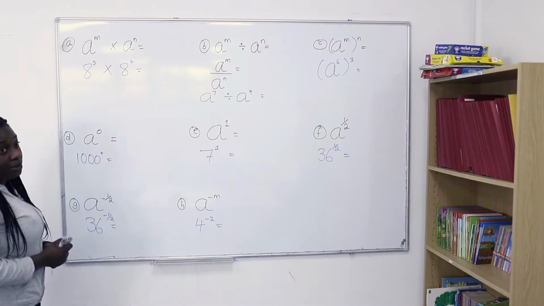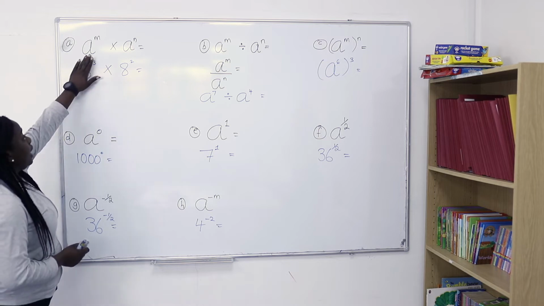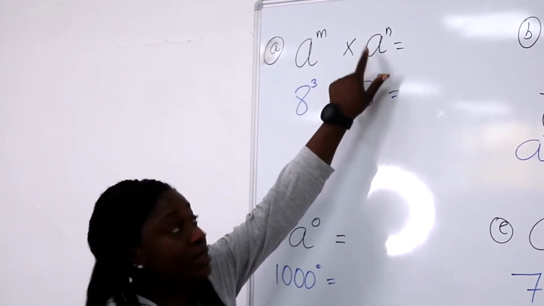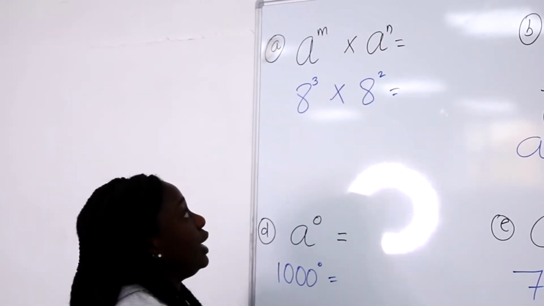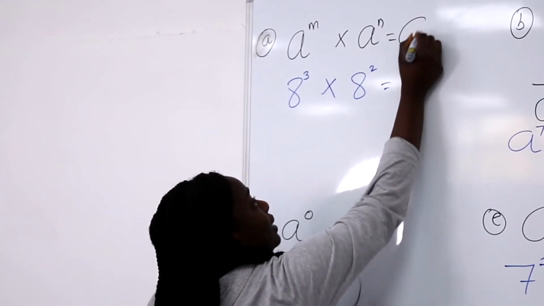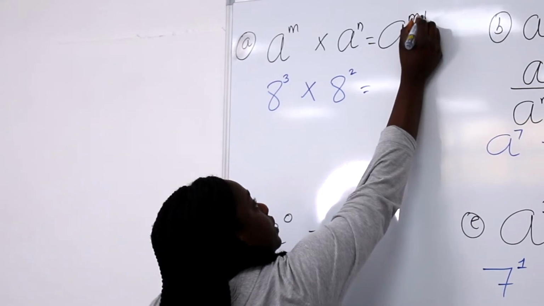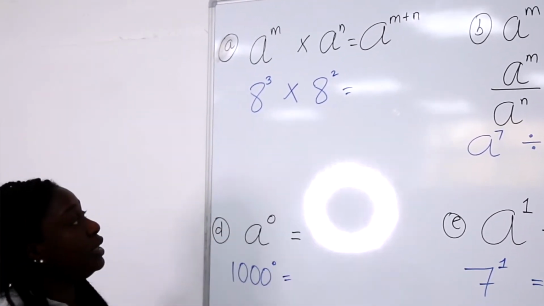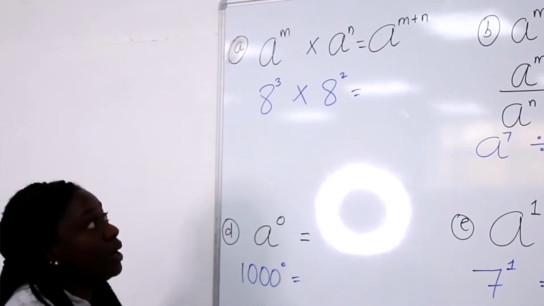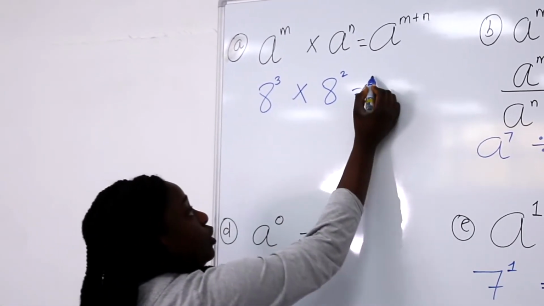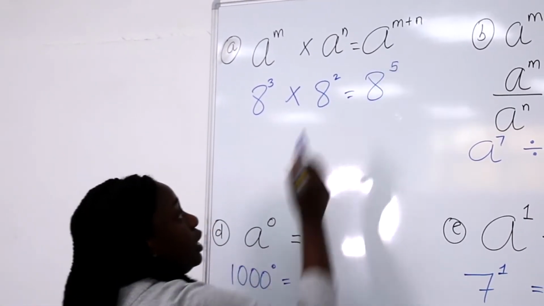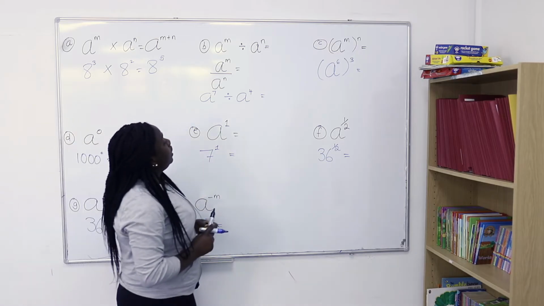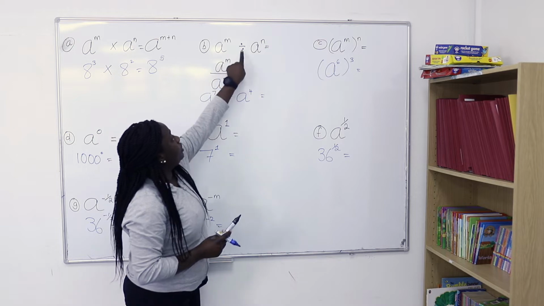Okay, so if we start with the first rule, when you have a to the power of m times by the same a to the power of n, we get to add the powers. Yes, we get to add the powers. So here's an example underneath. So a to the power of 3 times a to the power of 2 will just give us a to the power of 5.